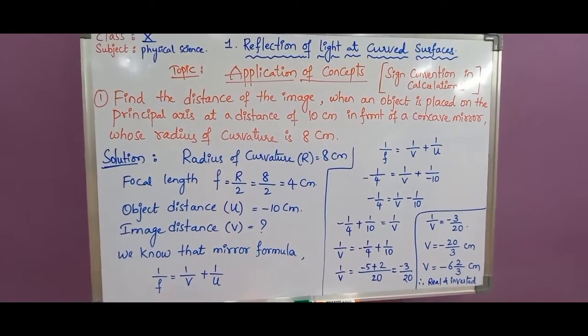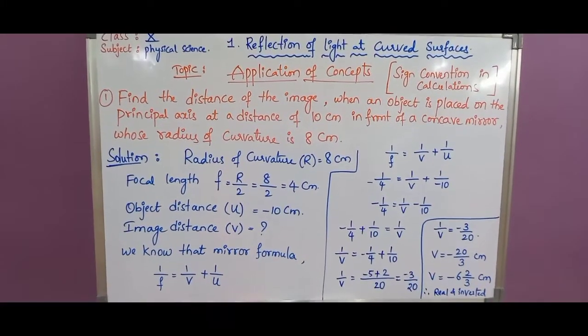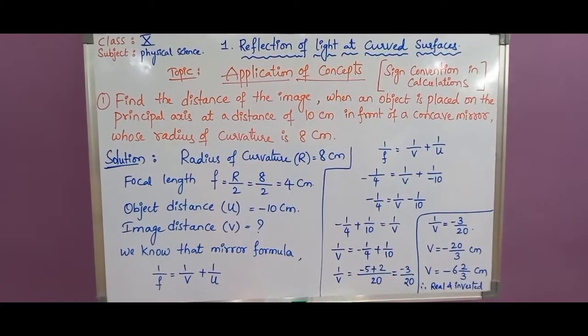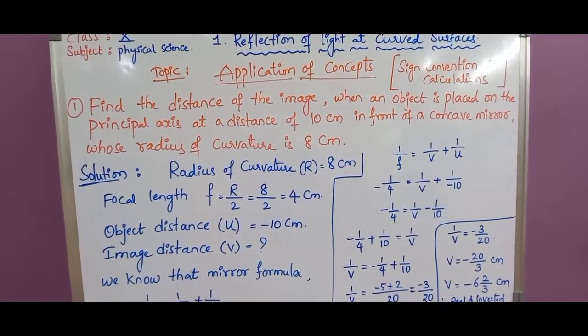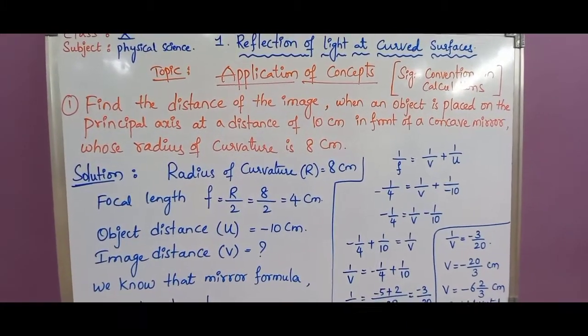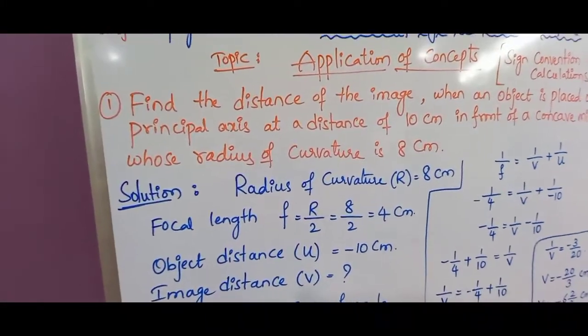In this video class, we will learn some applications of concepts. To calculate the object distance and image distance, how can we apply the sign convention rules? We will see by taking this problem. This is problem number 1, which is given in the textbook under application of concepts. Okay, what is the problem given here?